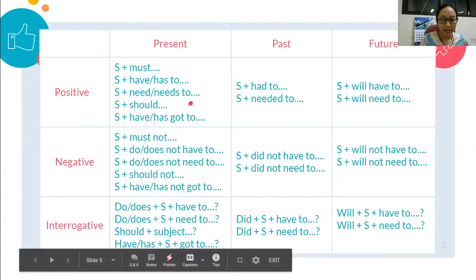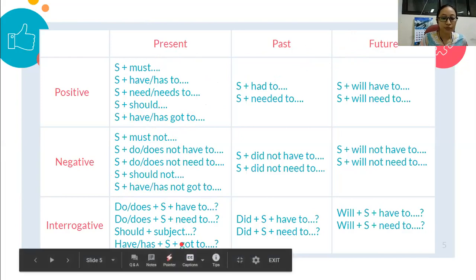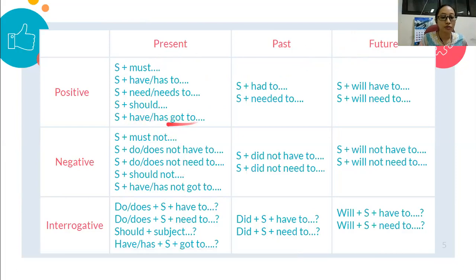And the next is have or has got to. Nah, have or has got to ini has no past form and future form. It is only available for the present form in positive sentence, in negative sentence, and also for the interrogative or questions. I have got to go. She has got to go.